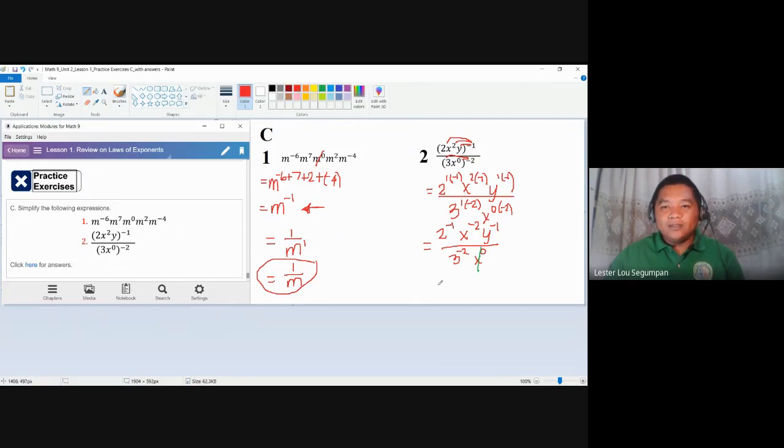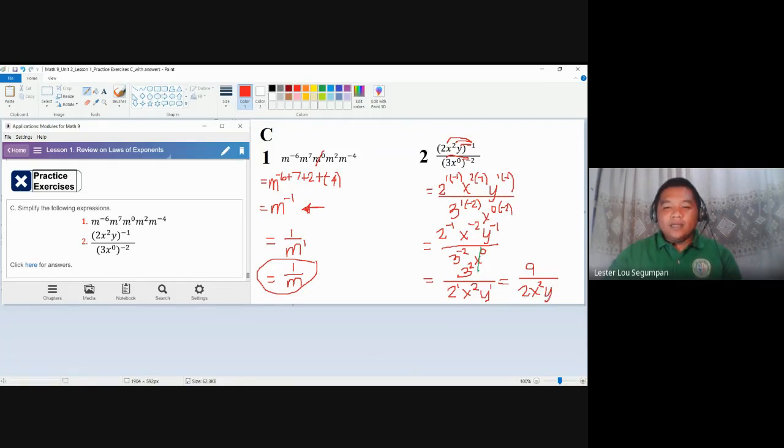So what will happen here is that this 2 to the power of negative 1 will be placed in the denominator, and the exponent is positive 1. X to the power of negative 2 will be placed here, and the exponent will be positive 2. And y to the power of negative 1 will be placed here, and the exponent will be positive. 3 to the power of negative 2 will be moved up, so you have 3 squared. And again, x to the power of 0 is already simplified as 1, so no more placement of 1 anymore. The final answer is the simplified form of this step: 3 squared is 9, over 2x squared y.